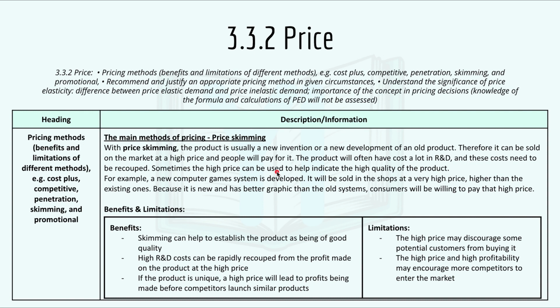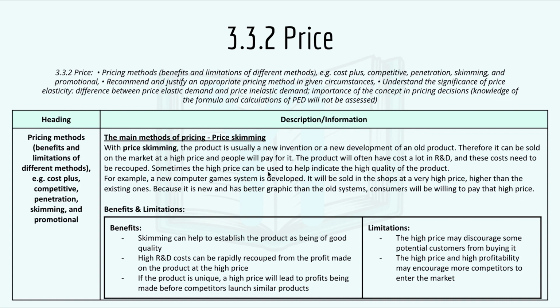Then we have price skimming. And with price skimming, the product is usually a new invention or a new development of an old product. Therefore, it can be sold on the market at a higher price and people will pay for it. And the product will often have cost a lot in R&D, or research and development, and these have to be covered. And sometimes the high price can be used to help to indicate the higher quality of the product.